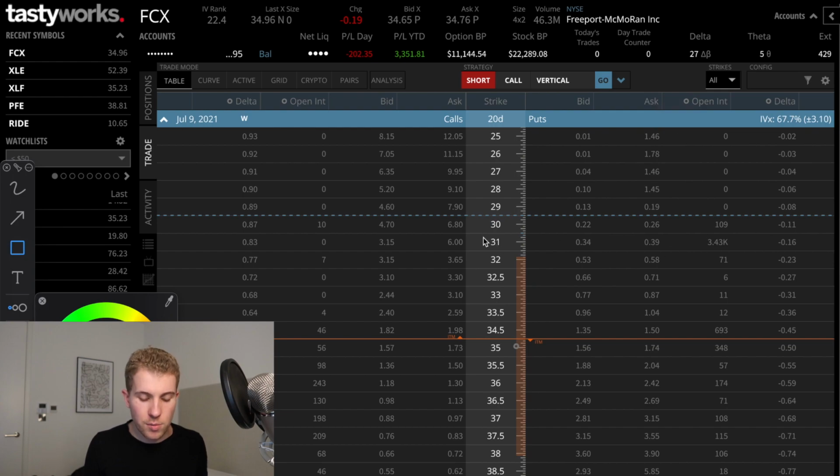You see that for some strikes, like the 31 strike, we have more open interest, but usually it's actually quite the same for the in-between strikes. For the 32 to 33.5, you see that we have very low open interest.